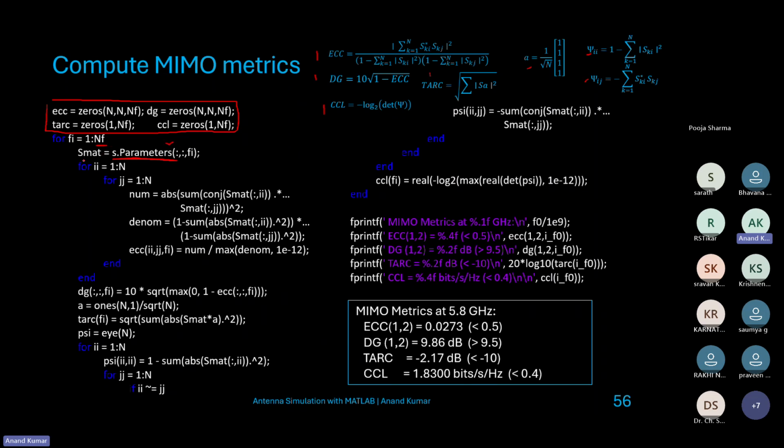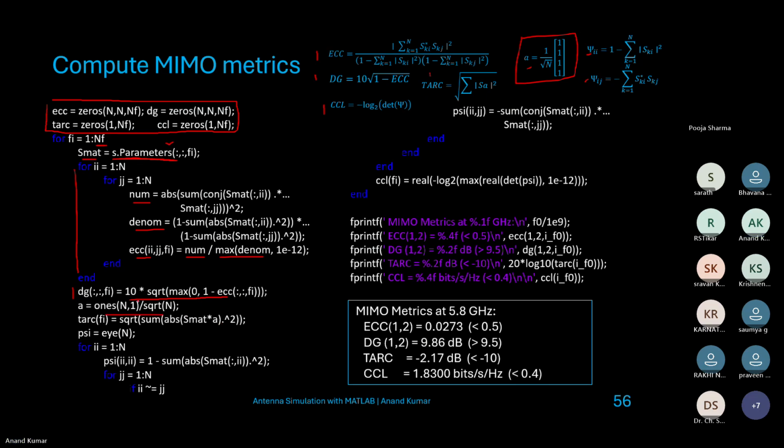At each frequency, we are extracting the S matrix, and for each frequency, we calculate the numerator and the denominator. Once we have them, we divide the numerator by the denominator, and then we get the ECC value. So we have got the ECC from this loop. And once we have the ECC, we just take the 10 square root of the ECC value, and we get the diversity gain.